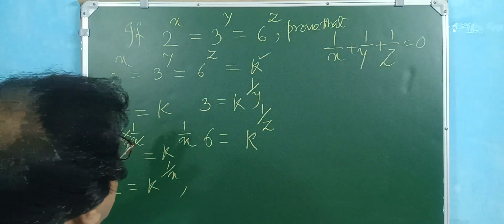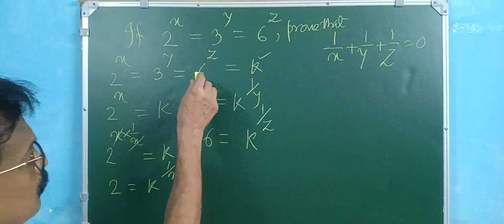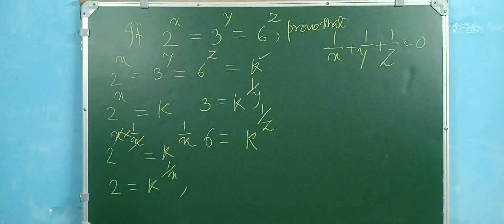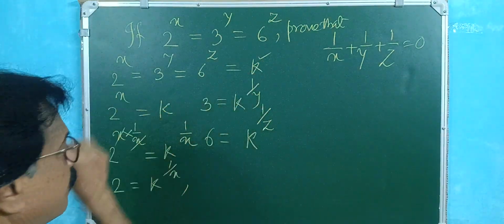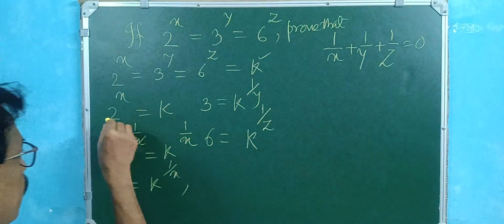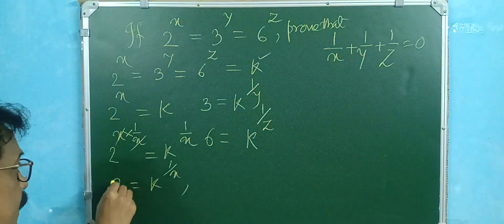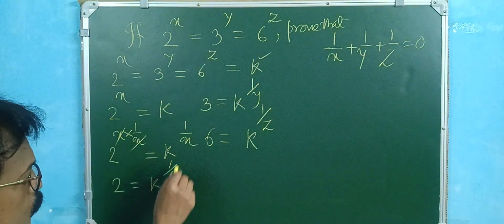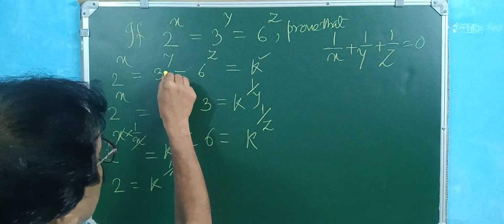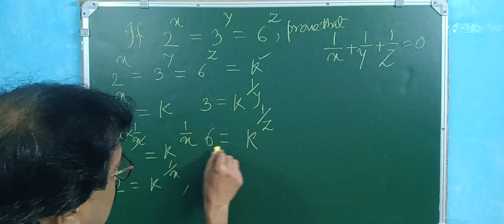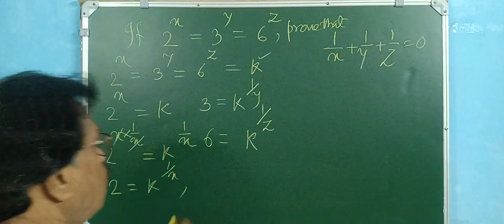Now, just as in the ratio proportion chapter, taking k, 2 to the power x equal to 3 to the power y is equal to 6 to the power z is equal to k. So that means 2 to the power x is equal to k. Now what's the value of k? So 2 to the power x, you multiply by 1 by x, here also power multiply 1 by x. That means 2 is equal to k to the power 1 by x. Same as this, 3 is equal to k to the power 1 by y and 6 is equal to k to the power 1 by z. Now one thing is there.